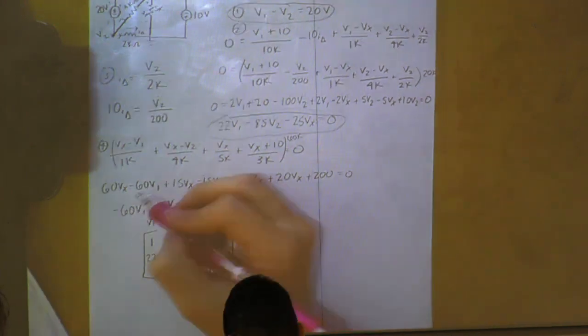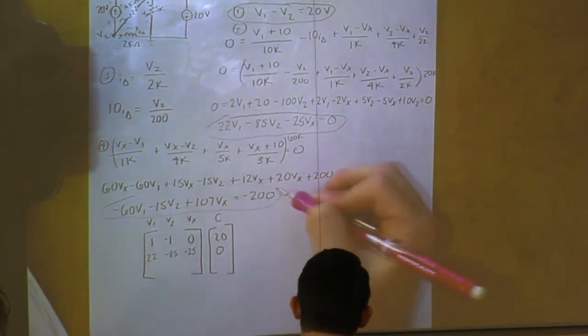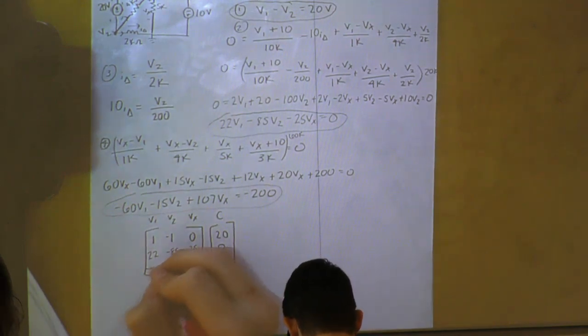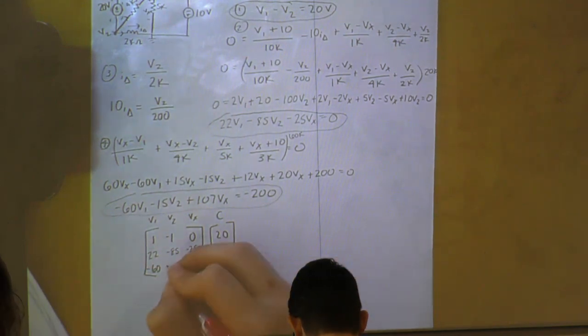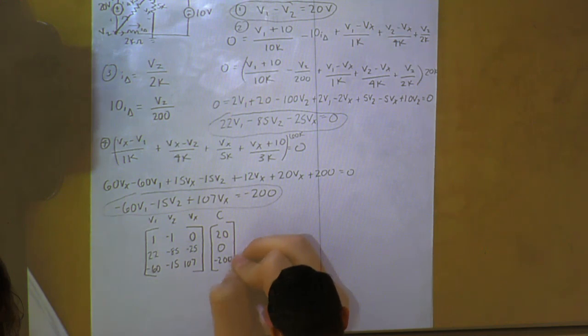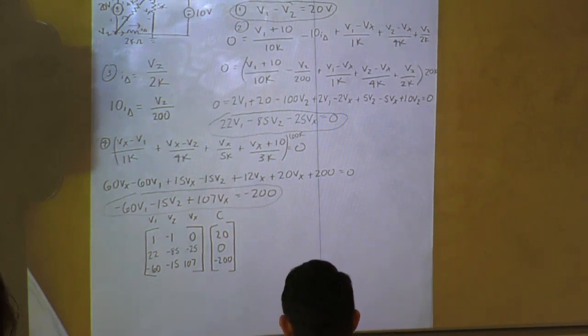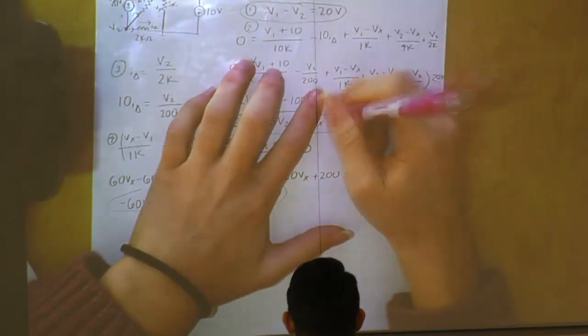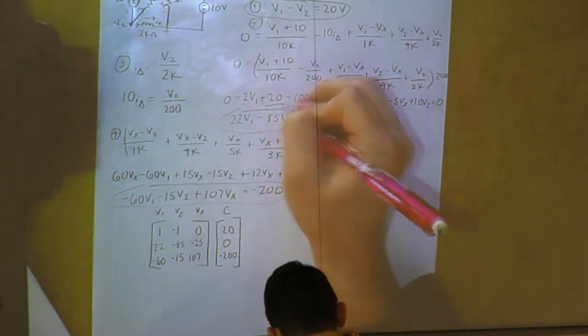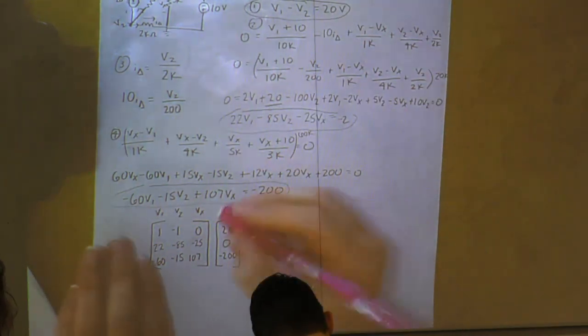Then our last one, we'll go ahead and use this one. Our V1 is going to be negative 60. V2 is going to be negative 15. And our Vx is going to be 107. Constant's going to be negative 200. I think on this side comes out to negative 20. There's 20 right here. Missed that. Oops.